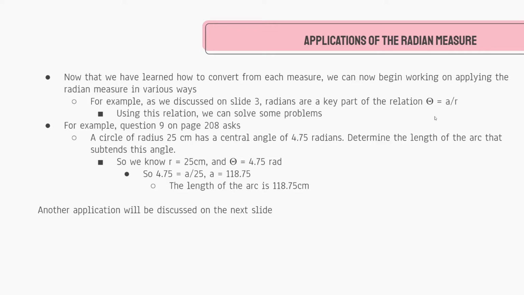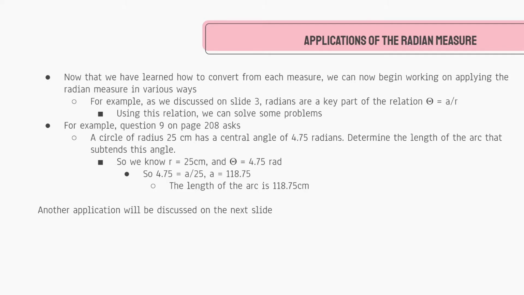So, plugging these values into the equation that we know, we get that 4.75 is equal to the arc divided by 25. So we just rearrange this and isolate for A, which would be 4.75 times 25 is equal to A. Therefore, A is equal to 118.75 centimeters. This is one of the easiest application questions you could have. It's probably going to be knowledge, but again, you're just applying a concept.